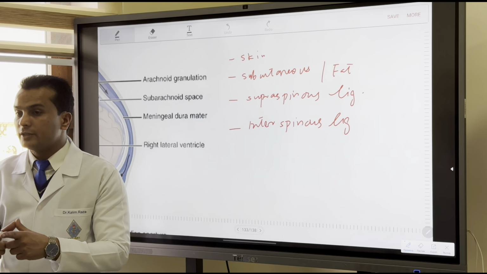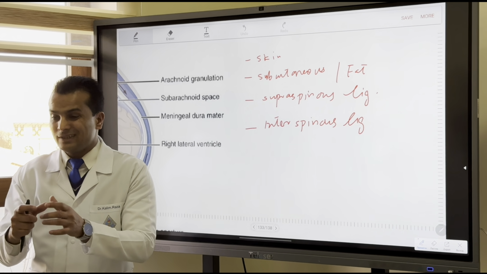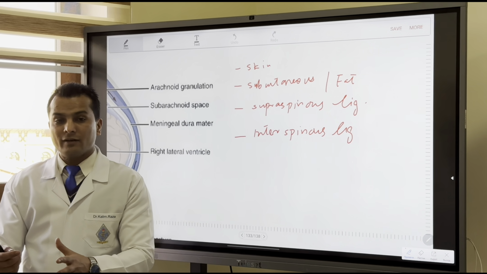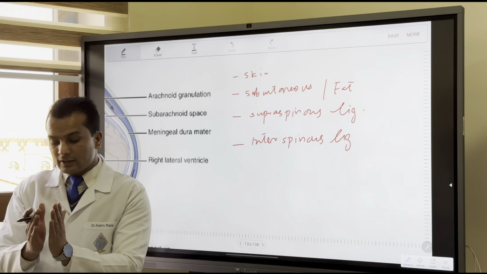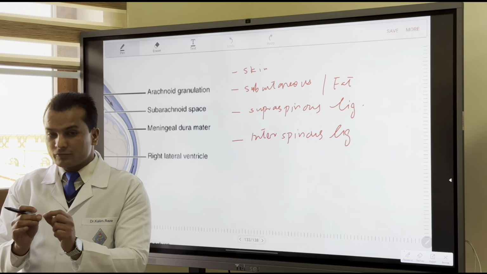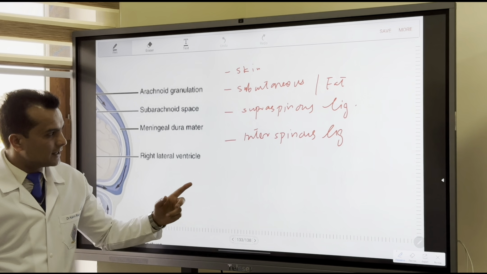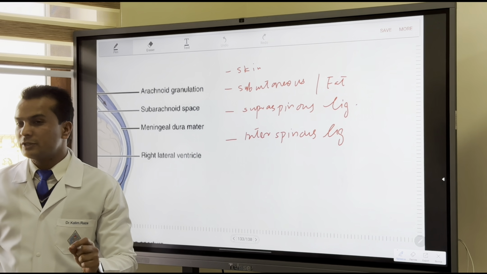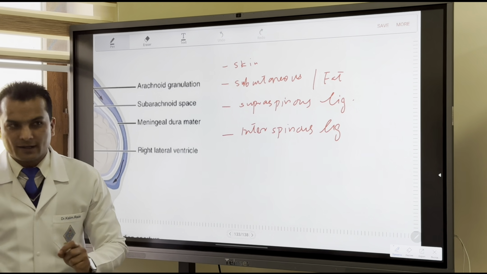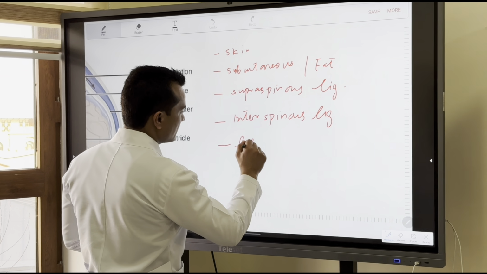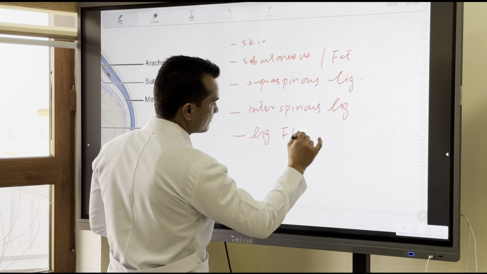This is a clinically very relevant ligament, because if there is any increase in size of the ligamentum flavum, it leads to a decrease in size of the foramen through which the spinal cord passes. So hypertrophy of this ligamentum flavum leads to compression of the spinal cord. So the third structure is ligamentum flavum.